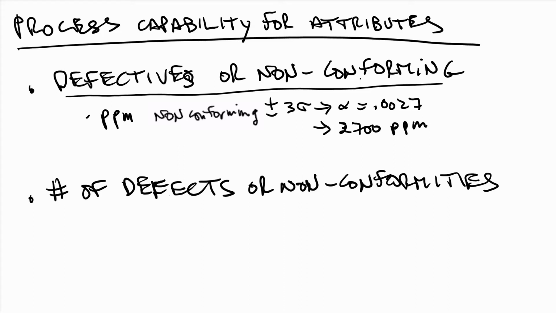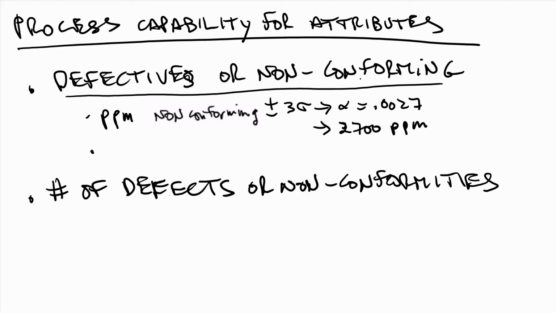So if somebody is producing more than 2,700 parts per million, then he's not at the level of standard that we've been talking about, the plus or minus 3 sigma. If he is producing fewer than 2,700 parts per million, then he is doing better than the standard that we have been using so far.